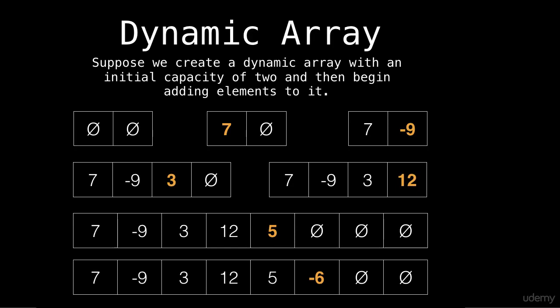Now if we add 12, everything's still okay, we're doing good. And if we add 5, okay, we have to do a resize again, so double the size of the container, copy all the old elements into this new larger array, and then finish off by adding 5. And similarly, we can add 6 without any issues.